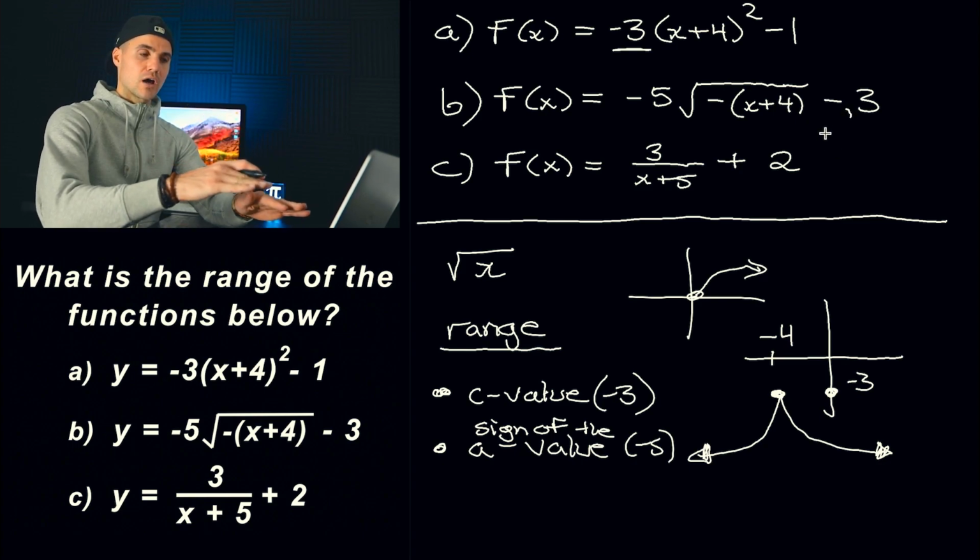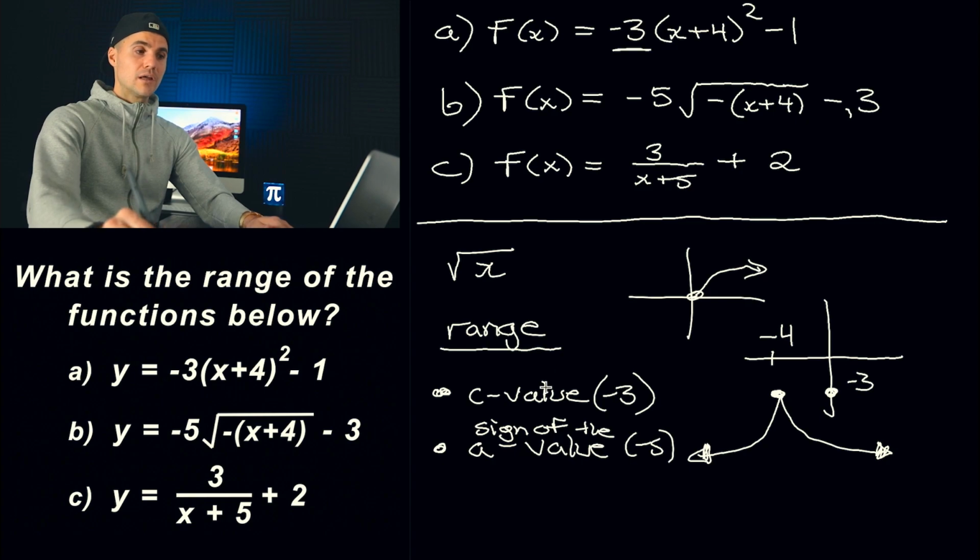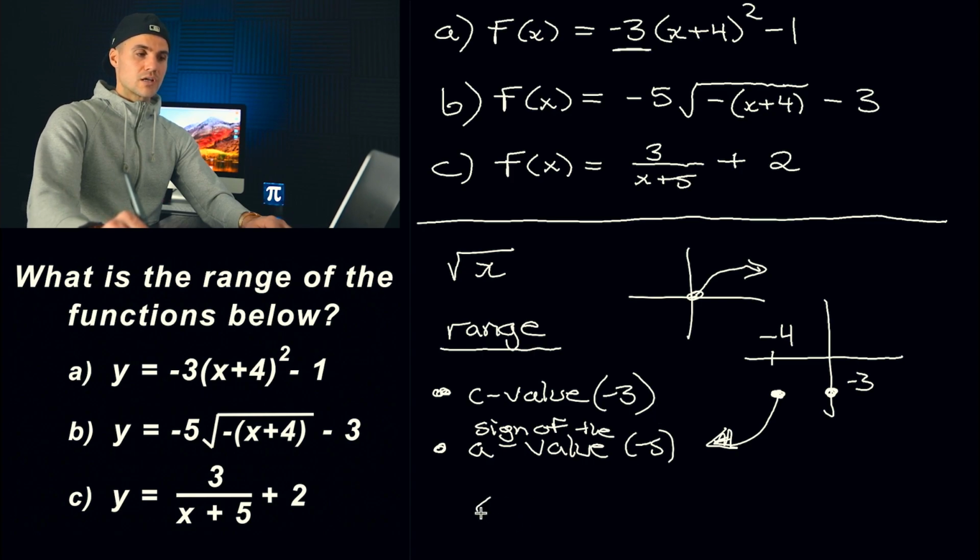How much has been translated up or down, and then the sign of the A value, not the K value, because the A value is what makes it go up or makes it go down, and that's what affects the range. Okay, so in general, if you were to graph this, it would look roughly like that over here. But again, you should be able to look at these and then tell what the range is going to be.